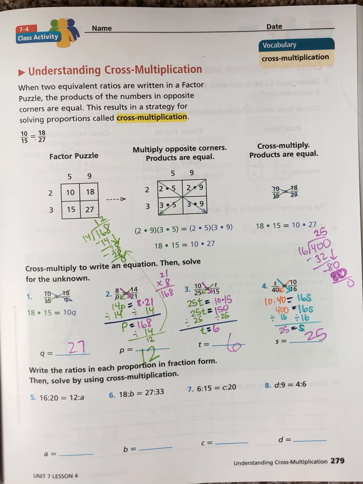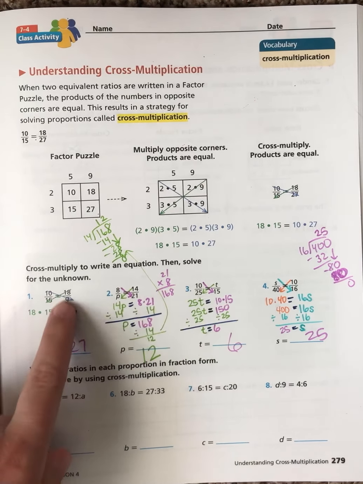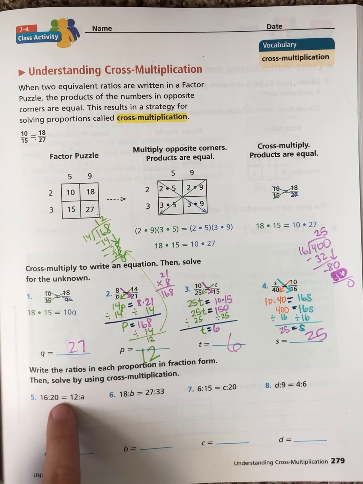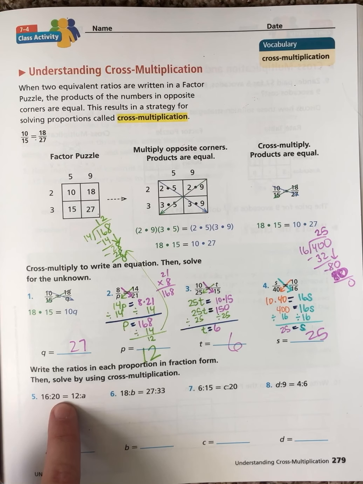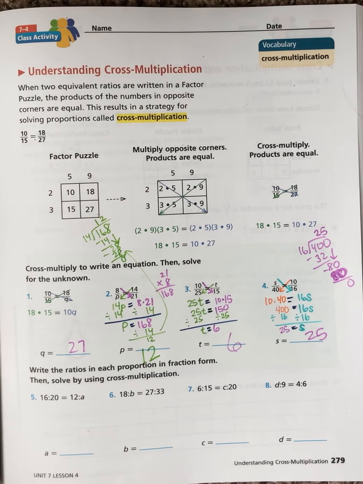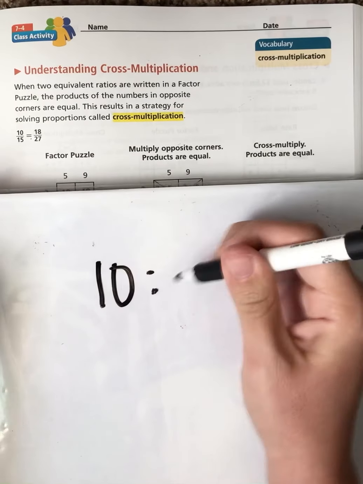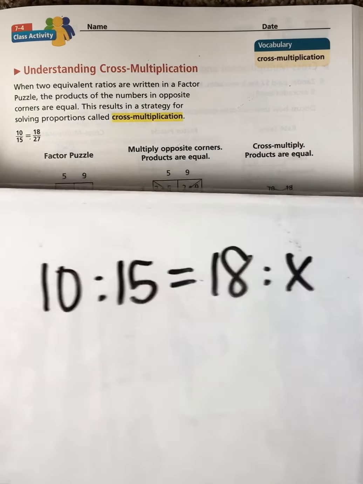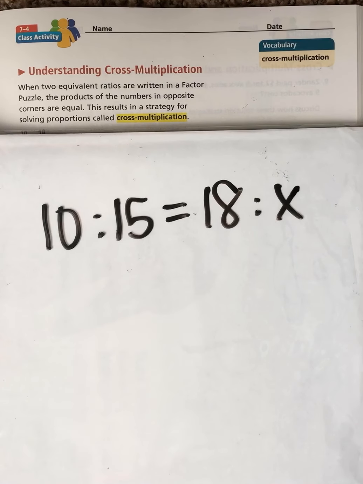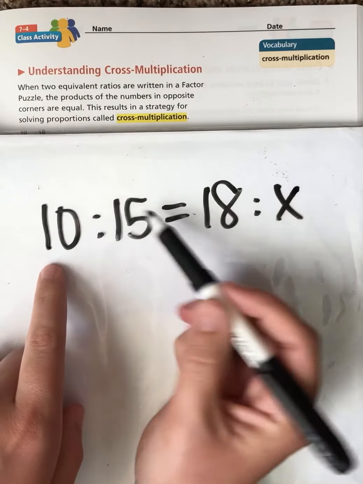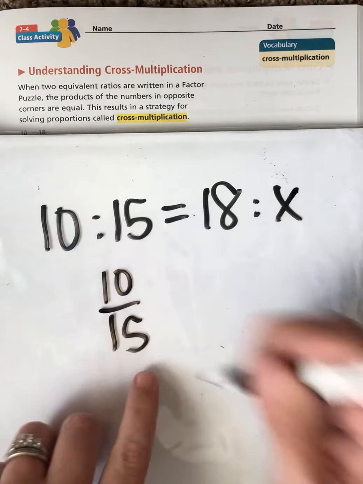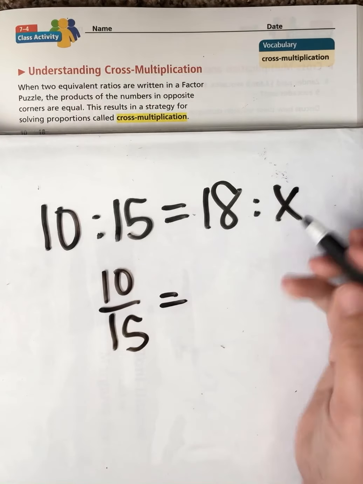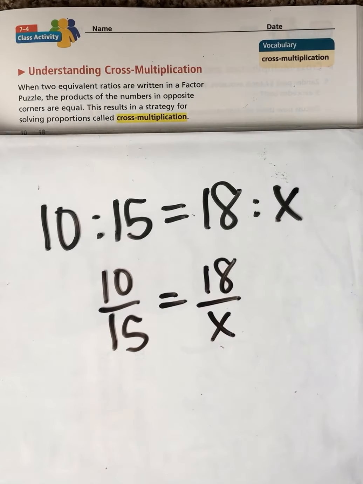We're going to do that same strategy down here. The difference is, instead of them giving us fractions, they wrote it in a ratio form. It says write the ratios in each proportion in fraction form, and then solve by using cross multiplication. So the key here is that if you have a ratio that's written like this, 10 is to 15 is equivalent to 18 is to x. If this is what they give you, then you have to turn this into a fraction. 10 is to 15, we write that as 10/15. And 18 is to x, we write that as 18 over x.